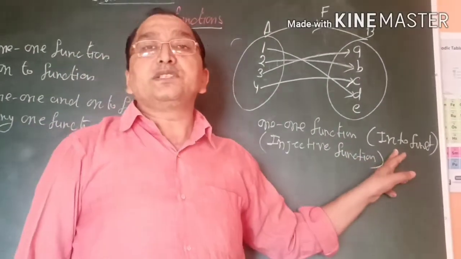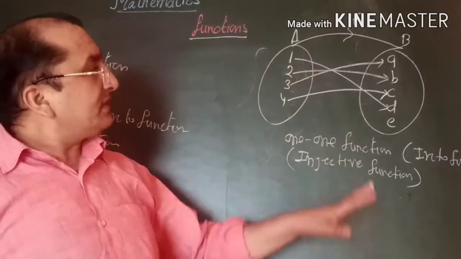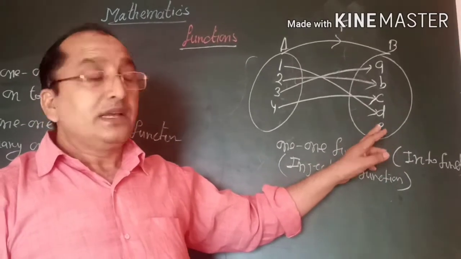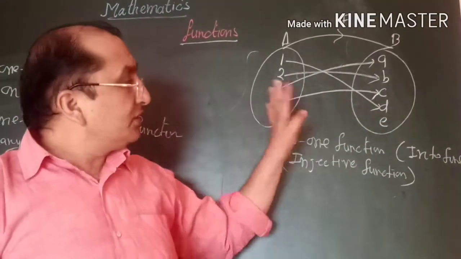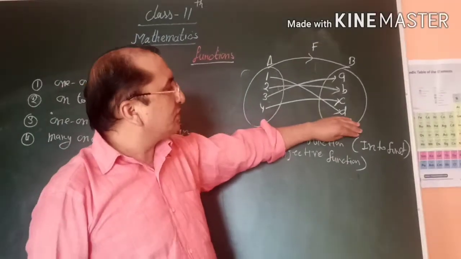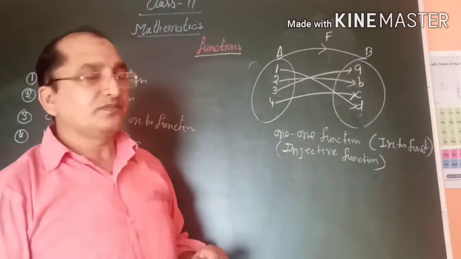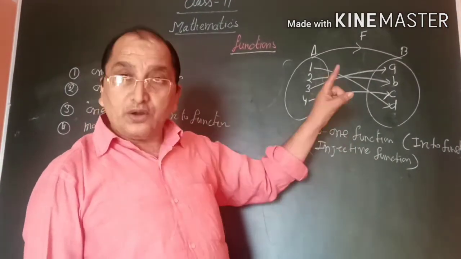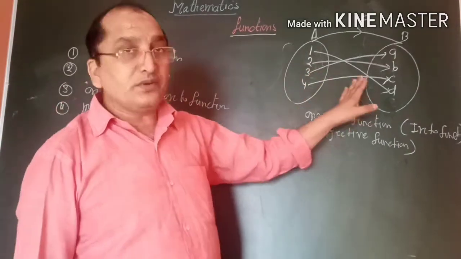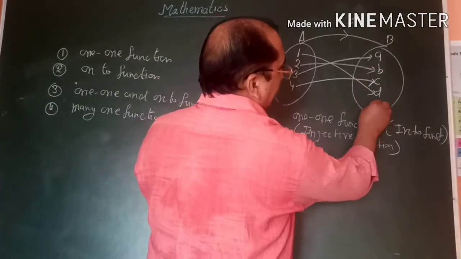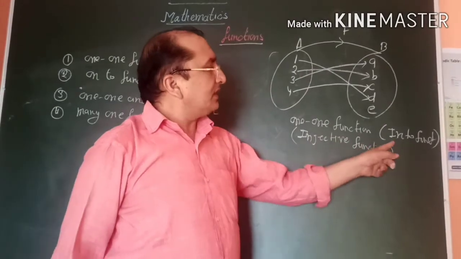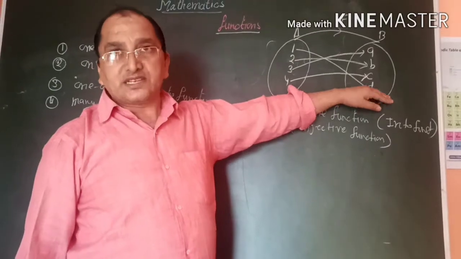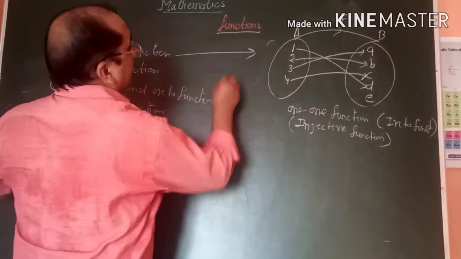And what is the meaning of onto function? Into means if in set B, any element has no pre-image, it is known as an into function. If suppose E is not here, then this is an onto function. But we are writing E also, so this is known as a one-one function, an into function. This is also an injective function. Suppose I am rubbing this one out, this is also known as an injective function.